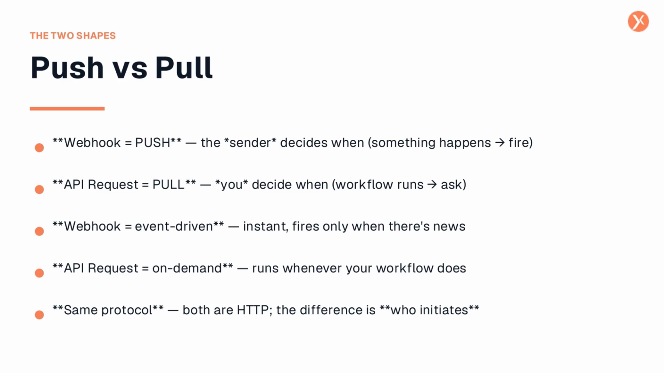A webhook operates as a push mechanism, meaning the sender decides when to initiate the communication. An API request, however, functions as a pull, giving you control over when your workflow asks for data. Webhooks are event-driven, firing instantly when there's news, while API requests are on-demand, running whenever your workflow dictates. Both utilize the same HTTP protocol. The key difference lies in who initiates the interaction.